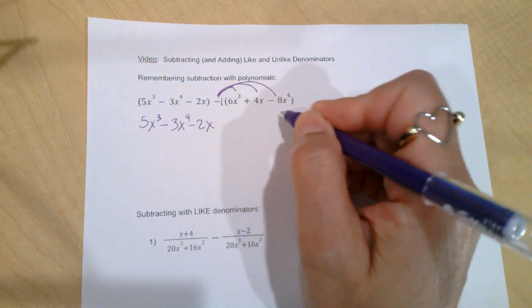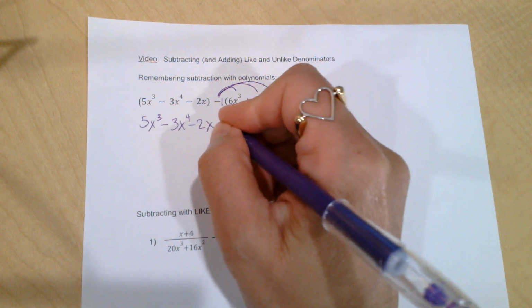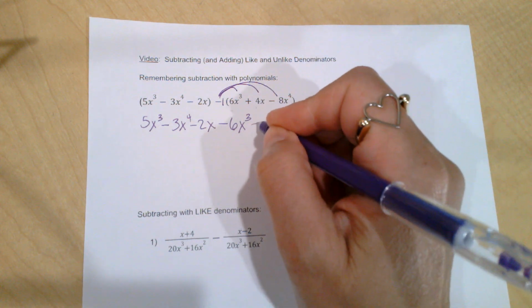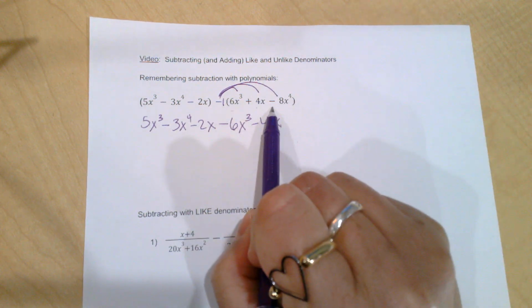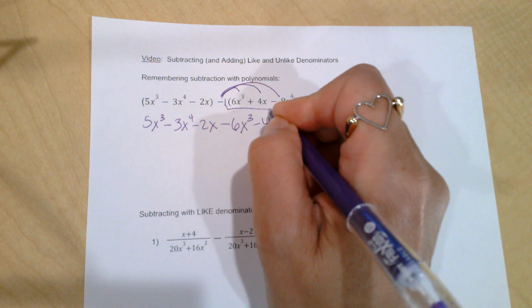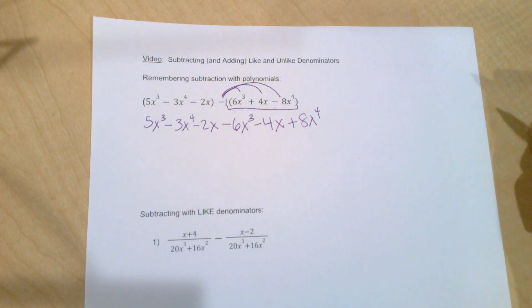So we have to change all of our signs inside the parentheses. So instead of a positive 6x to the third, we're going to do minus 6x to the third. Instead of positive 4x, minus 4x. Instead of minus 8x to the fourth, plus 8x to the fourth. So all of the terms inside the set of parentheses get changed to their opposite. And that's very important because it's a common mistake and I didn't want you to make it. So we're just taking a little time to remember.